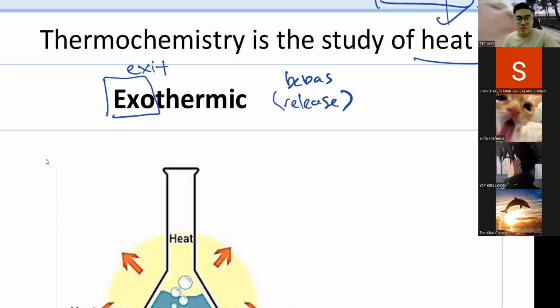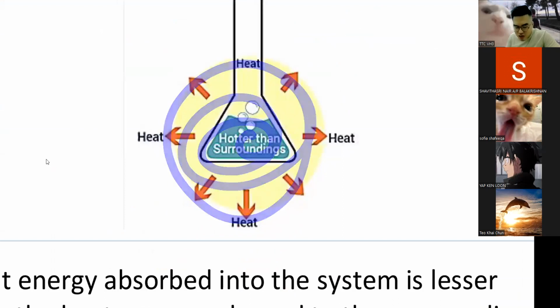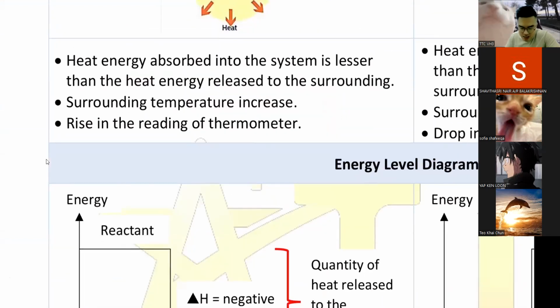So exothermic is when you release heat to the surrounding. When you release heat to the surrounding, what happens to the temperature? When I release heat to a room, the room will get hot. Yes, the room gets hotter, isn't it? You see, the surrounding temperature increases.